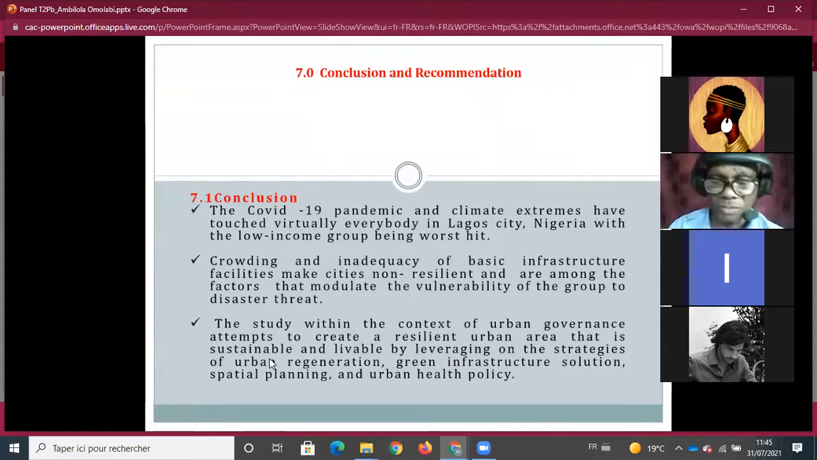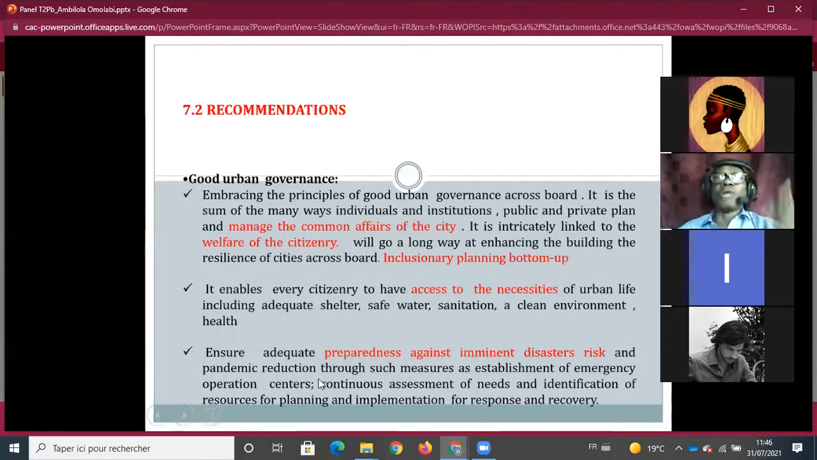in the country, particularly in Lagos City, and we have found out that the problem hinges on overcrowdedness and inadequacy of facilities and infrastructure facilities. So what do we have to do? What we need to do as a policy guide is to embrace good urban governance.